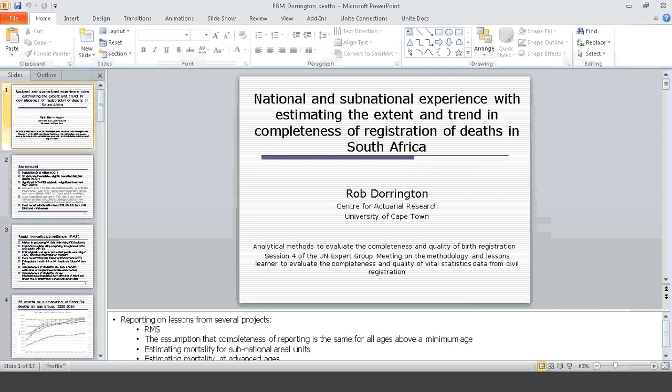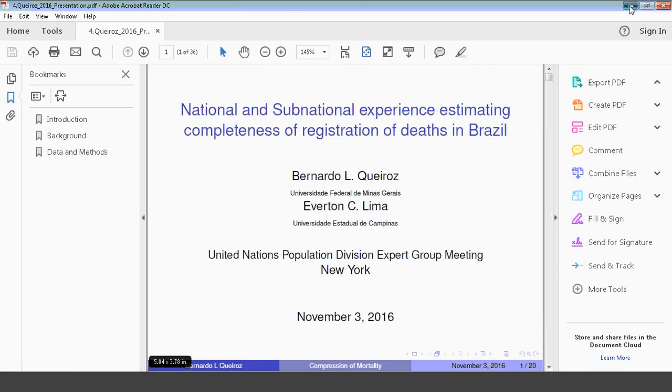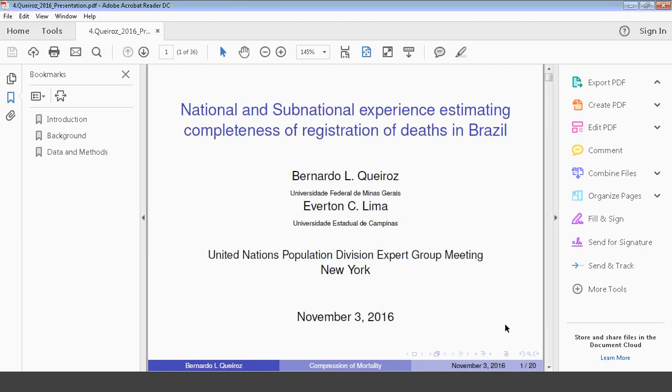Okay, last session. National and subnational experience in estimating the extent of death count completeness of registration in Brazil. Bernardo.